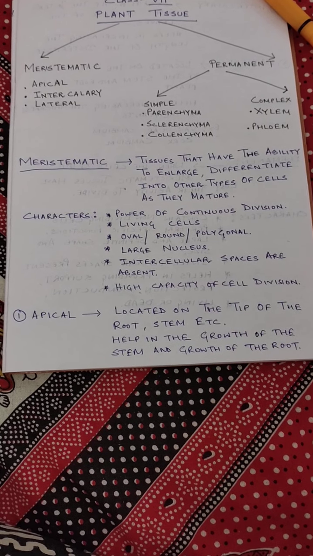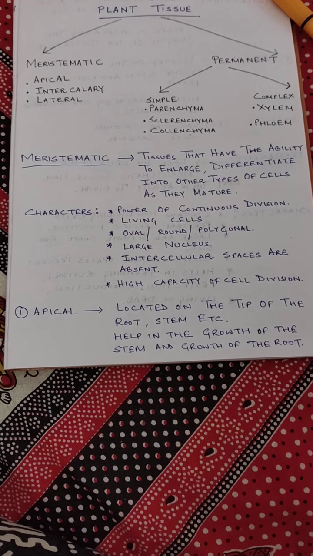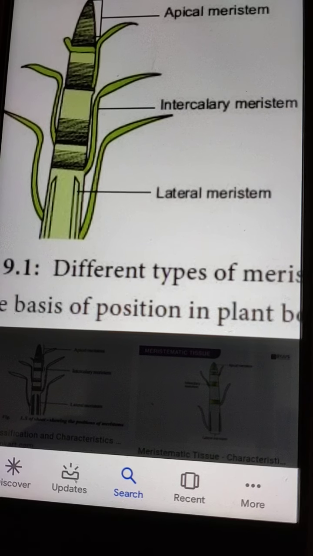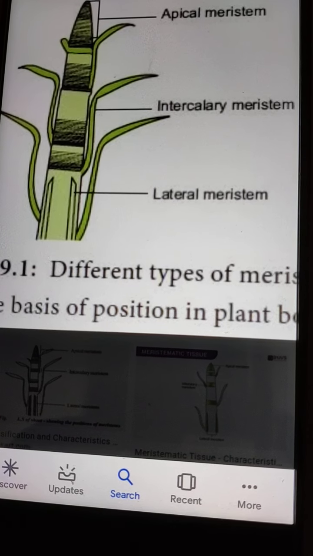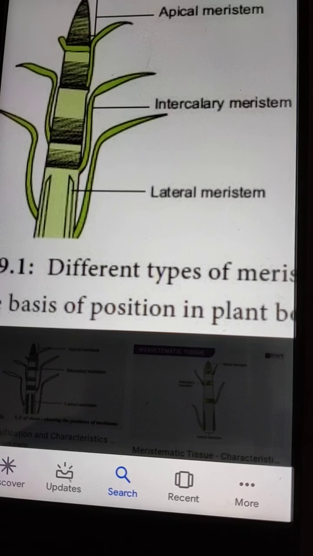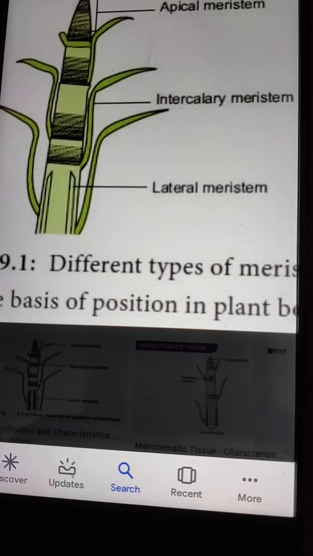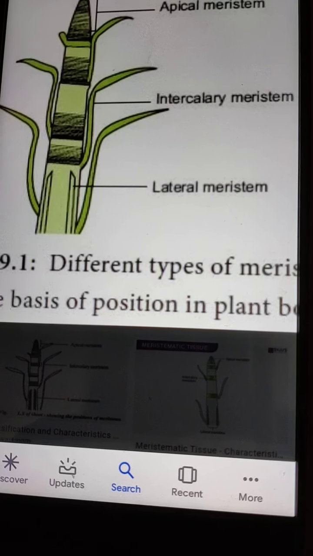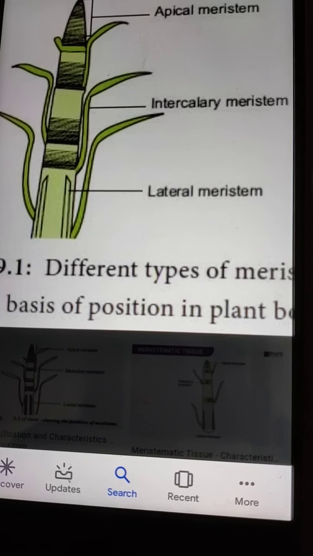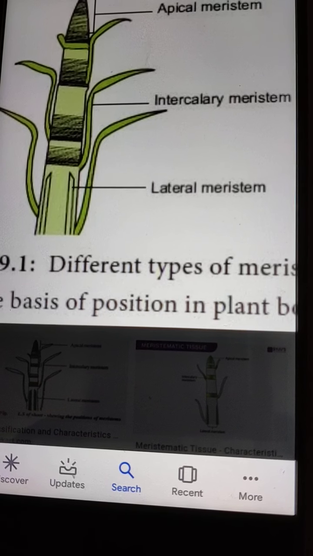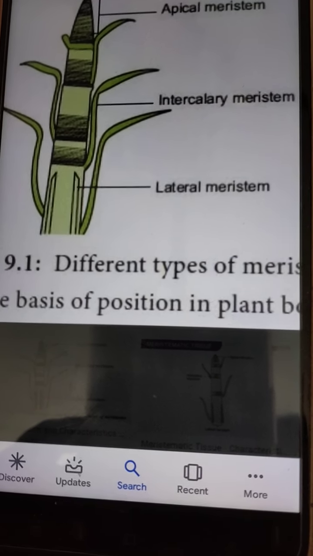Now we'll see a diagram of this meristematic tissue. See, this is a diagram of meristematic tissue, and here we can see all the three types of meristematic tissues, and from this diagram it is also clear that the three types of meristematic tissues are located at three different places of a plant: apical, intercalary and lateral. We are seeing the location as well as the structure.